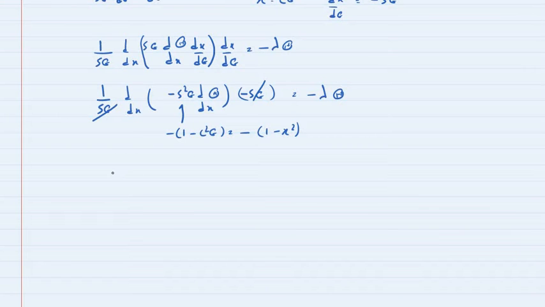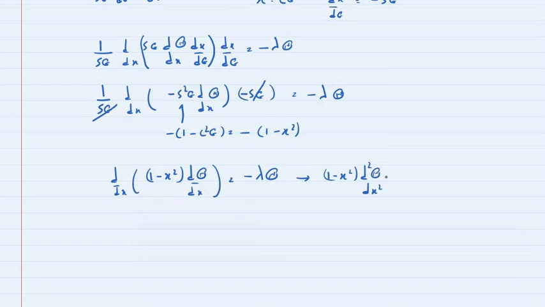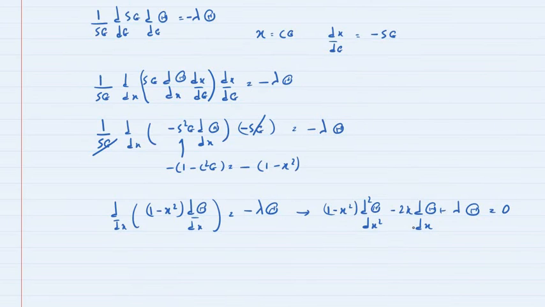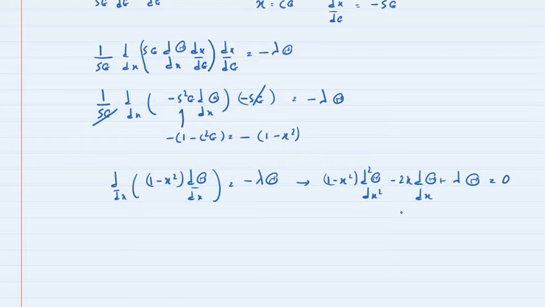Therefore, this equation becomes d/dx ((1 - x^2) dΘ/dx) = -λΘ, and this simplifies to (1 - x^2) times the second derivative of Θ with respect to x, minus 2x times the first derivative of Θ with respect to x, plus λΘ is equal to 0. As you can see, this is exactly the Legendre differential equation.